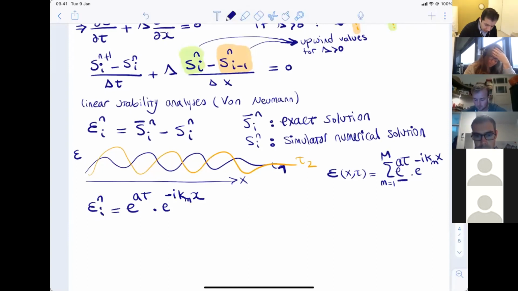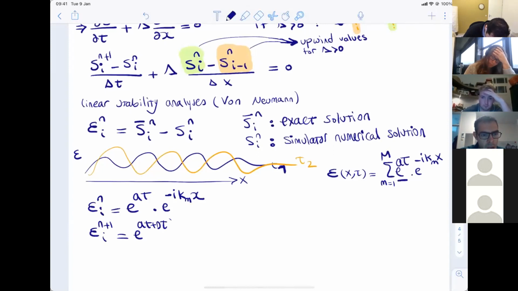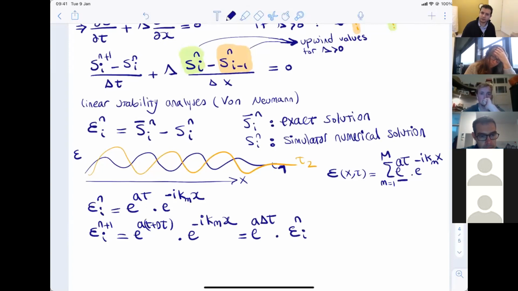That's my purpose. If this is my error at i and time n, my error at i at n plus 1 would be simply e to the power of t plus delta t. My time is delta t forward because it's n plus 1, but it is at the same location i. So it will still be minus i kmx, which can be written as e to the power a delta t times error i n, because that is still at n and minus this. This is exactly at n and this. So the only extra term here is delta t times a.